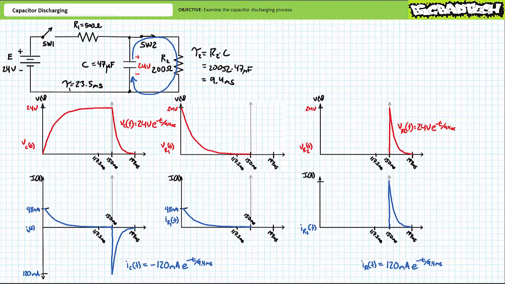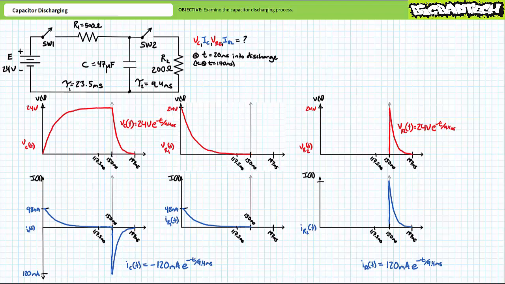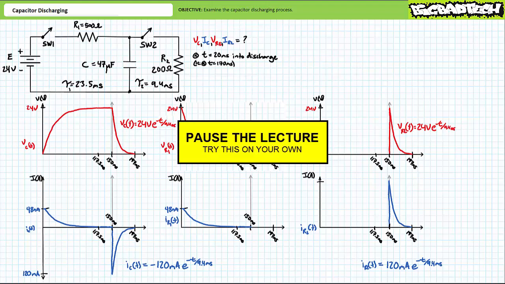It makes sense. Before we move on to the next example, let's perform some instantaneous analysis of the discharge process. Let's say we wish to know the instantaneous current out of the capacitor, voltage across the capacitor, current into resistor 2, and voltage across resistor 2 at 20 milliseconds into the discharge process, or 150 plus 20, or 170 milliseconds into the complete system's timeline. By all means, pause the lecture and try this on your own. If you're tracking, you should have arrived at the following values.